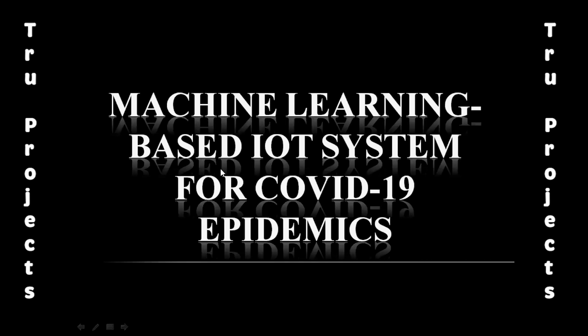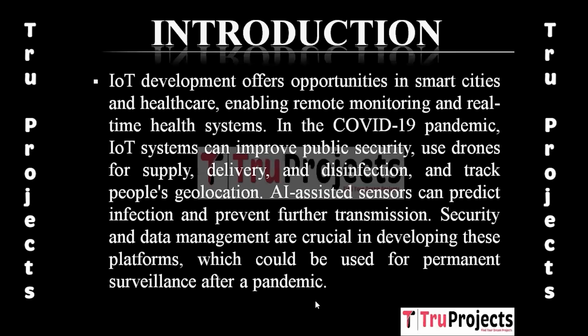We are going to see a machine learning based Internet of Things system for COVID-19 epidemics. Introduction. With remote monitoring and real-time health systems enabled by Internet of Things development, smart cities and healthcare are made possible. Internet of Things systems can boost public safety during the COVID-19 pandemic, use drones for delivery, supply and disinfection, and track geolocation.